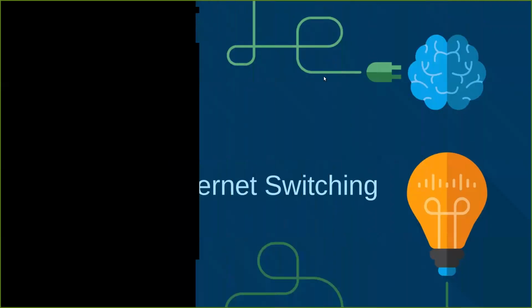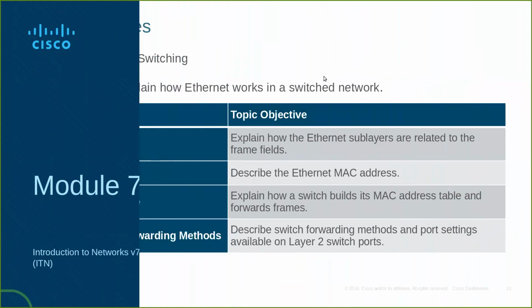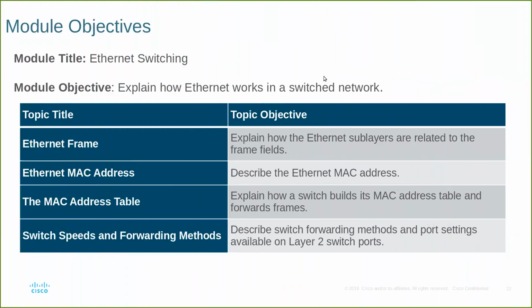All right. In today's class, we will talk about Ethernet frames. Like I told you yesterday, the protocol data unit at the data link layer is called frames. So we'll be talking about Ethernet frames. We'll also talk about Ethernet MAC addresses. What is a MAC address? We also talk about the MAC address table. And the final one is switch speeds and forwarding methods.